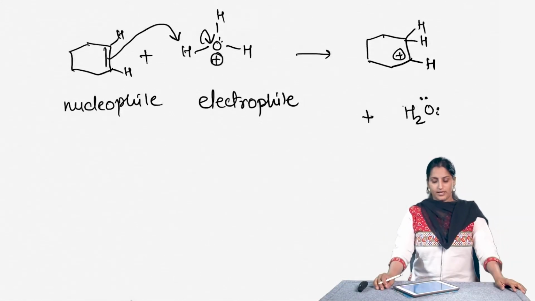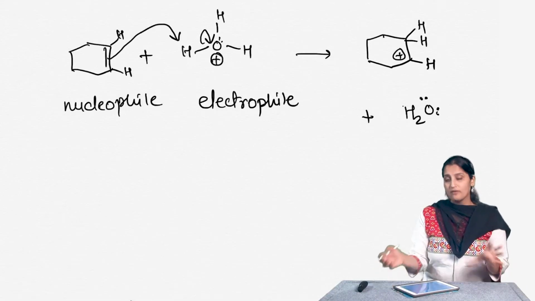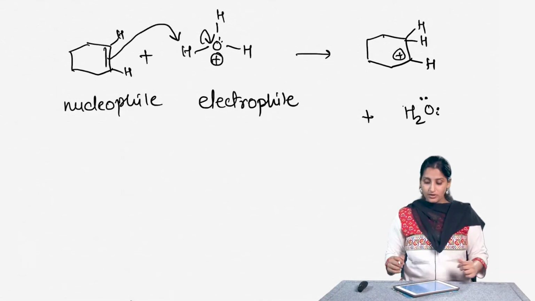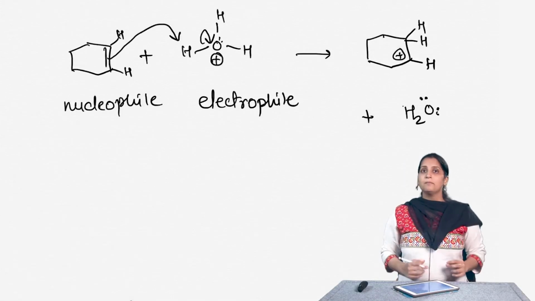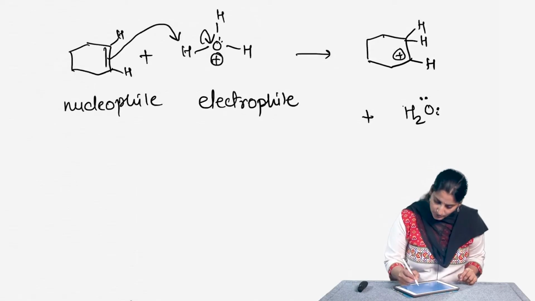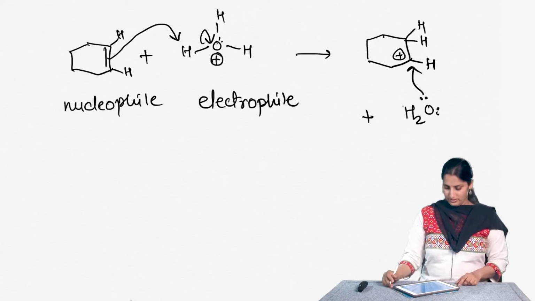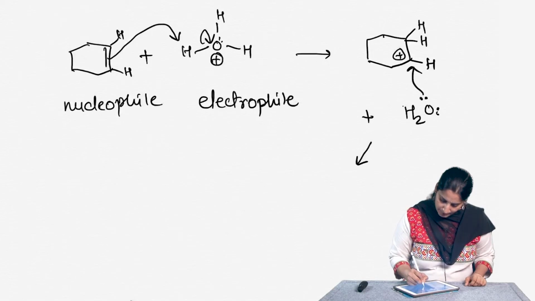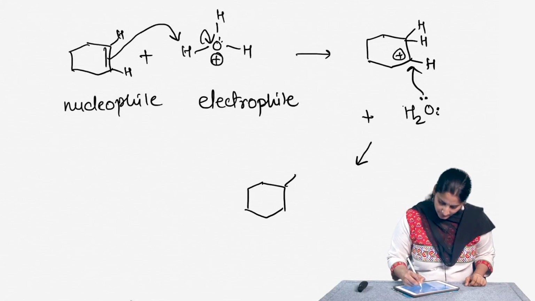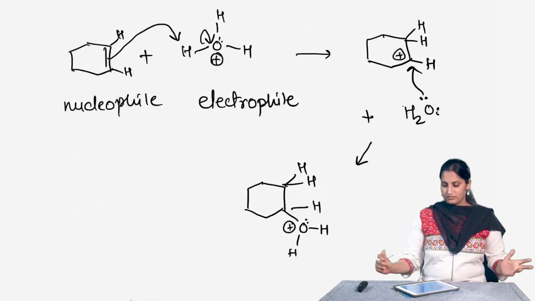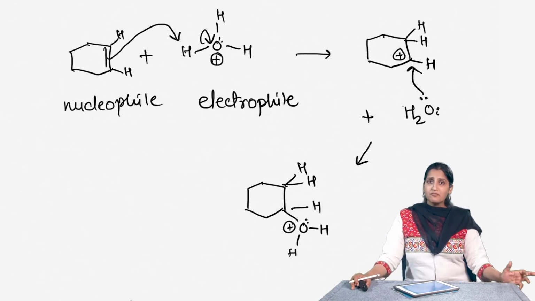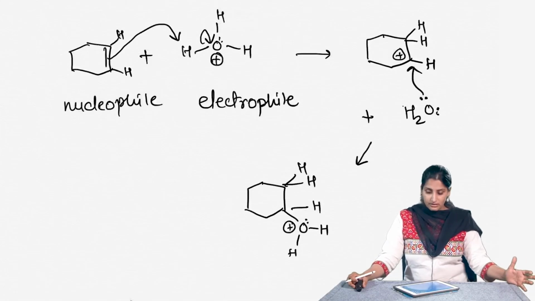Now, what happens? You have a carbocation that is formed, a positively charged carbon, and you have a water molecule where the oxygen has a pair of electrons. So, what we are going to do next is that oxygen is going to attack here, as a result of which we are going to form this particular species.